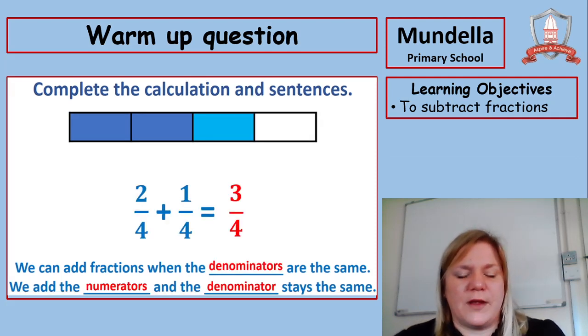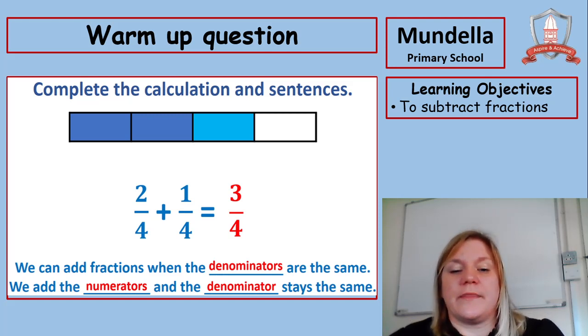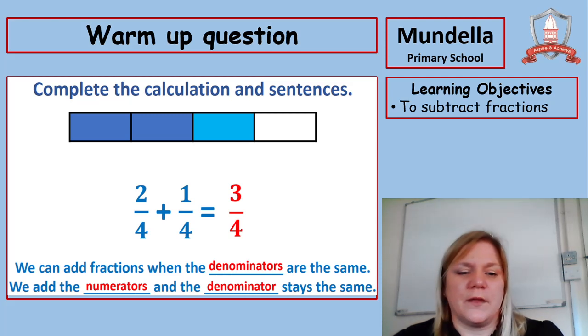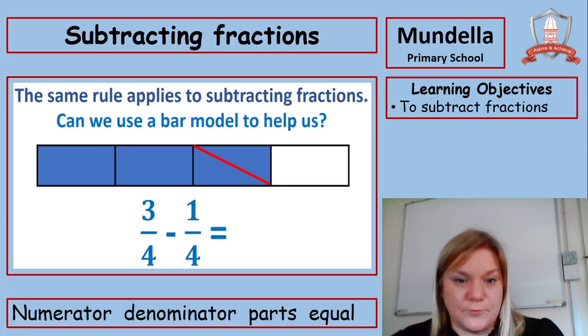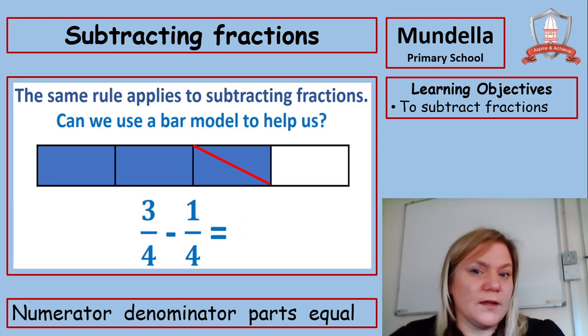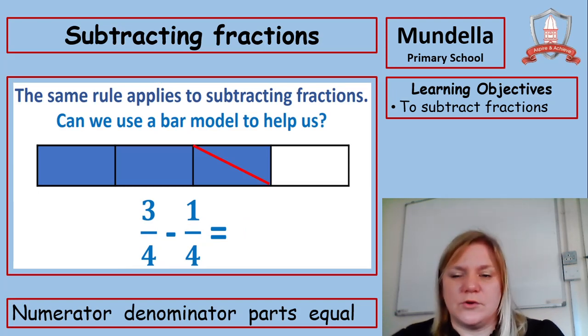equals 3 quarters altogether. We can add fractions when their denominators are the same, the number at the bottom of the fraction. So we add the numerators together and the denominator stays the same. So that's for when we add fractions together. But we can use that to help us when we subtract fractions as well, because it's the same rule. The denominator doesn't change and we just subtract the numerator.